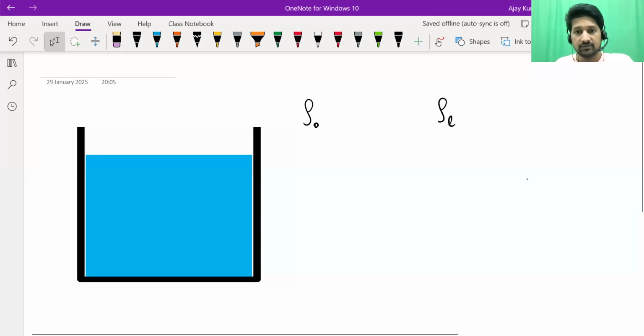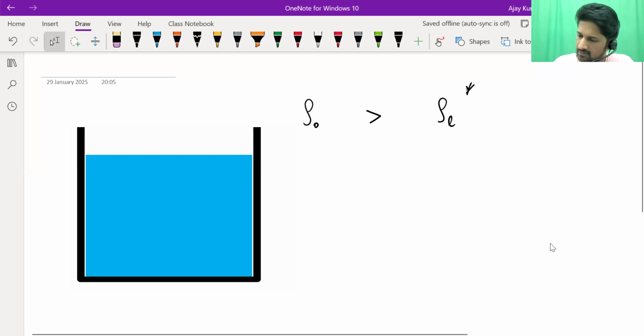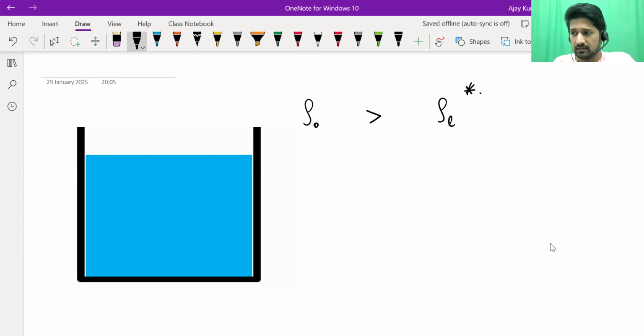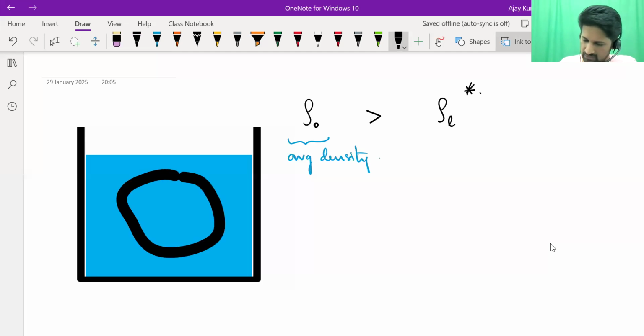Right? If the density of the object is greater than the density of the liquid, then it will sink. But, okay, I'd like to put a star here. You should ensure that the entire volume of liquid displaced is filled with a denser material, or at least the mean density, or average density, should be greater than the density of the liquid. What I mean is, like last class also we discussed, suppose there's an object like this.